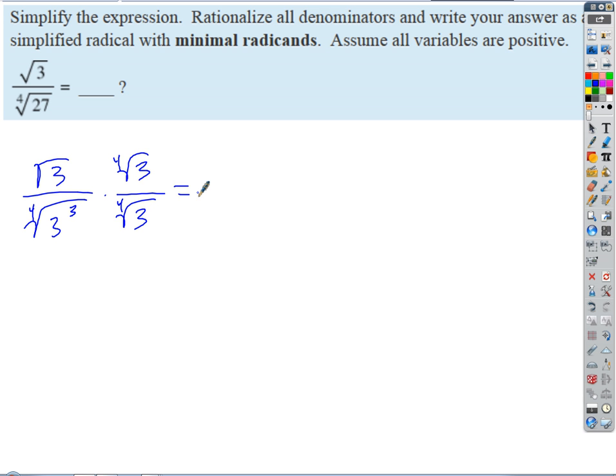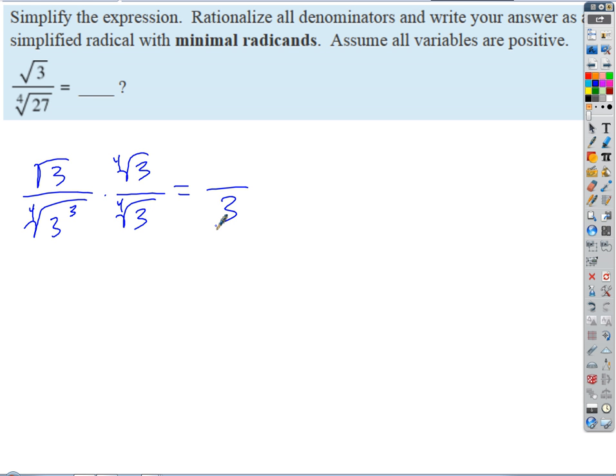So on the bottom, that gives us what? 3, yeah, we get 3 to the 4/4, so we just get 3. What do we get on the top? The fourth root of 27. That's right, but how'd you get that? Well, you take the 3 to the 1/2 times 3 to the 1/4, you change the 1/2 to 2/4.